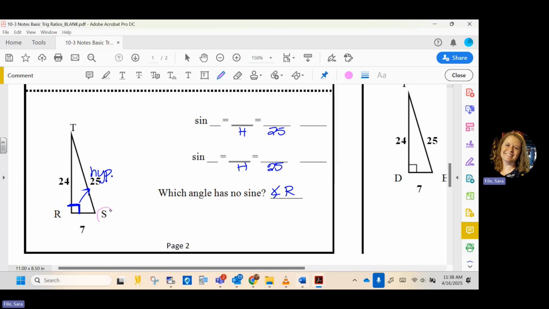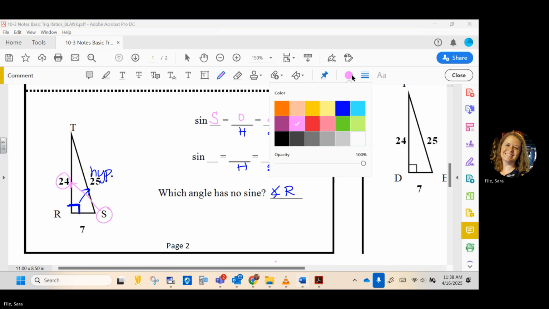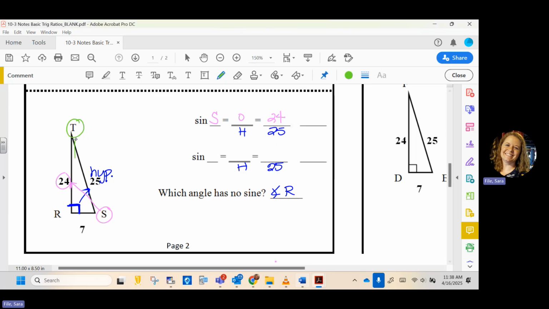Now, I'm going to pick one of the angles. I'll just pick S to start. So sine of angle S, opposite it is 24. So 24 over 25 is sine of angle S. If I measured from angle T, opposite angle T is 7. So sine of T would be 7 over 25. Sine of T equals 7 over 25. You don't have to write the OH every time when you start doing this in your practice. That's just for the sake of our notes.